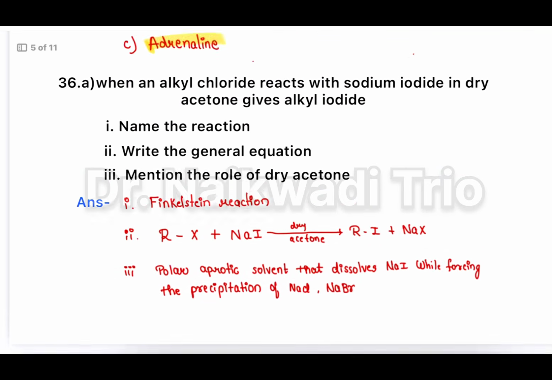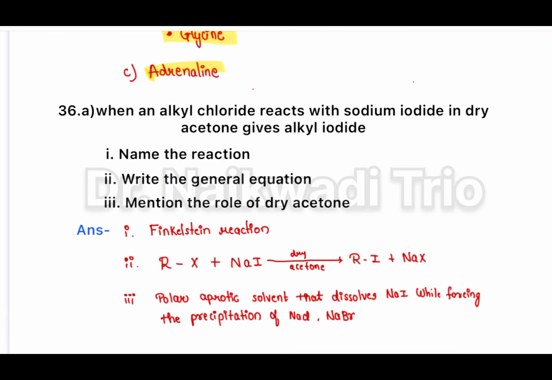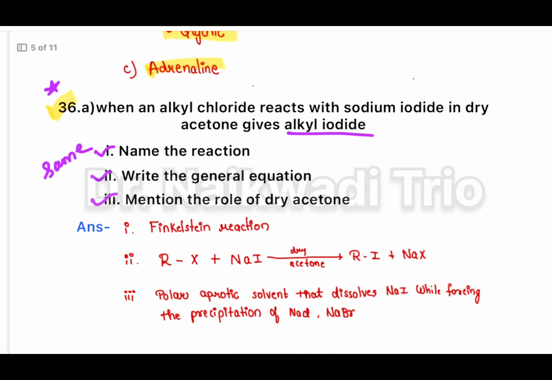Now moving towards question 36. When an alkyl chloride reacts with sodium iodide in dry acetone, it gives the alkyl iodide. This is the same question which we have discussed, and the remaining part, that is first, second and third question, is also the same. And the B question in this part is also the same. So first is name the reaction. The reaction is the Finkelstein reaction. And the general equation which I have mentioned, you have to write that. The alkyl iodide you get as a product.